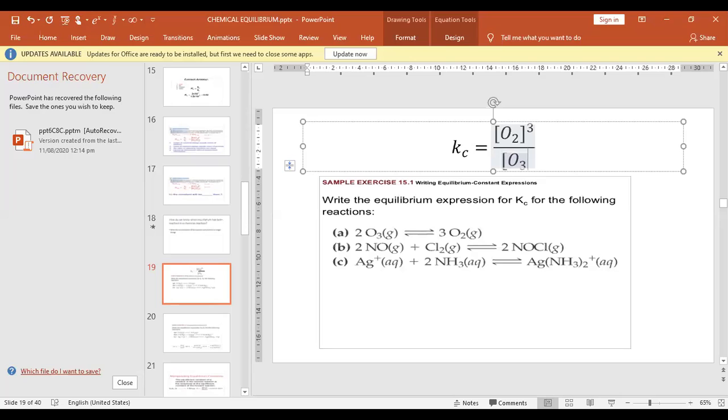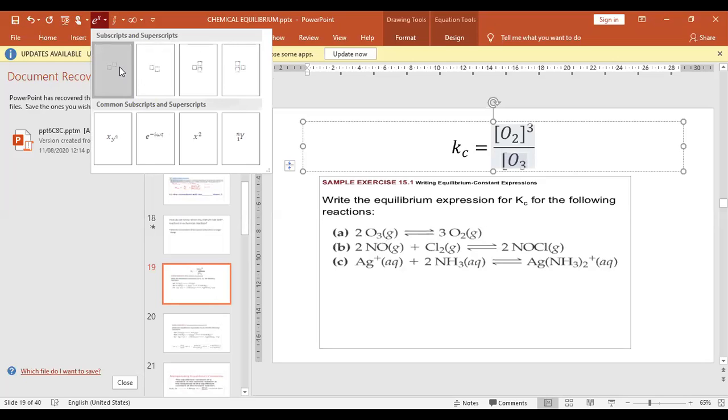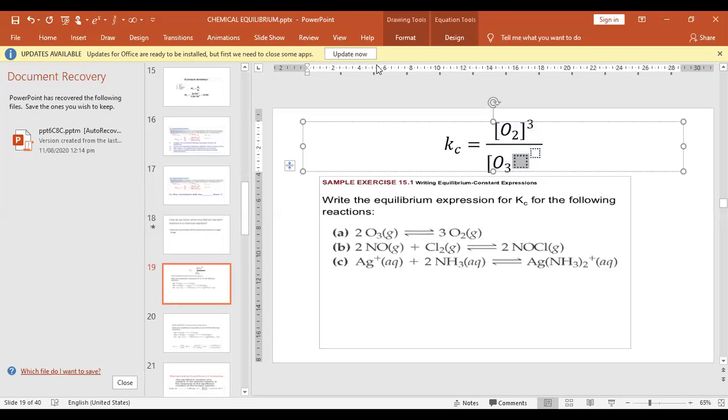O3. Then the number of moles here is 2, so raise to the power 2. Raise to the power 2. Yes, so this gives us the answer for A. That's how we solve it.